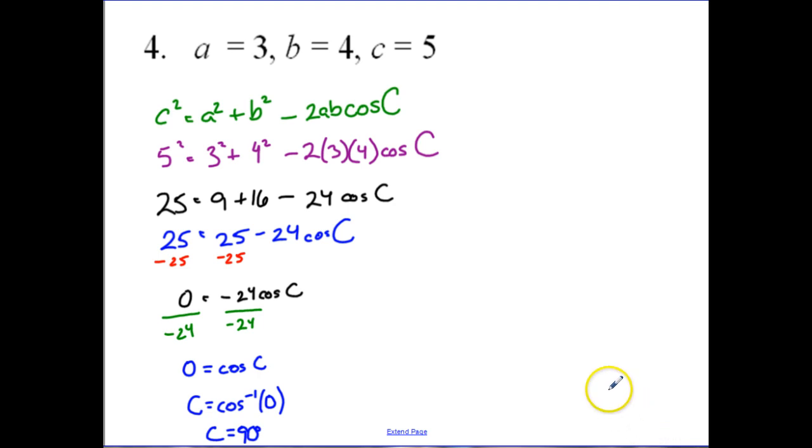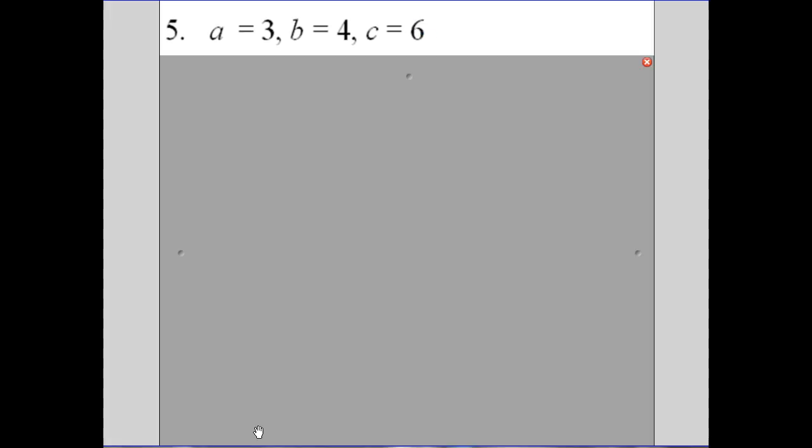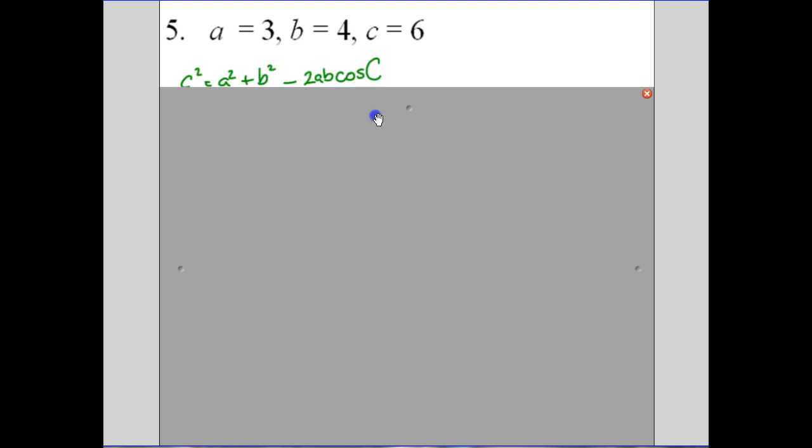Must be a right triangle. Well, let's look back at the given information. It was a 3, 4, 5. Of course, that's a right triangle, right? It's a Pythagorean triple. And the 5 would have to be the hypotenuse because it's the biggest side, so therefore it would be across from the 90-degree angle. It all makes sense. The last one you're looking at, I'm just going to go through and show the notes.